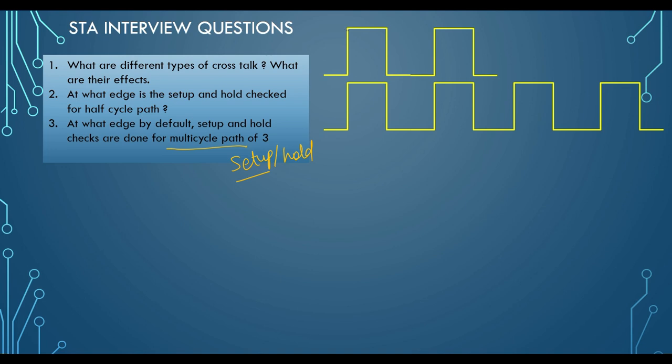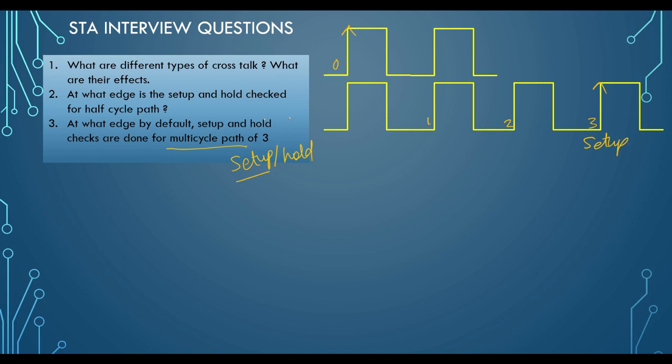Let us assume that in a timing path, your launch is happening at this edge, and that is the 0th edge. So your first edge is by default where you will check the setup. But for a multi-cycle path of 3, it will check at the third edge, and that is this edge. So here it will check for setup. This is your setup edge.